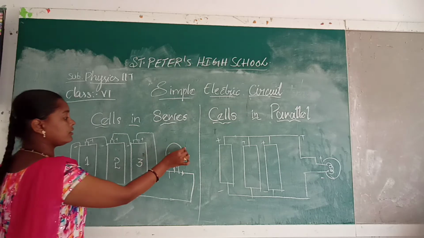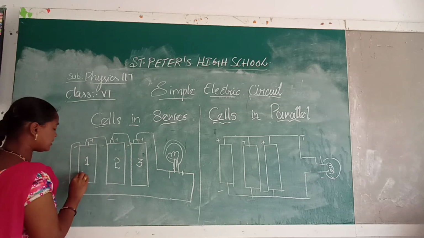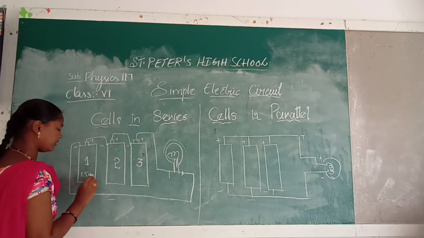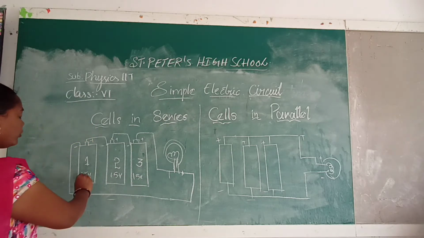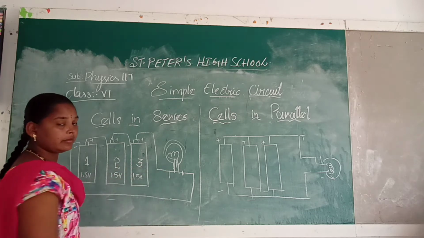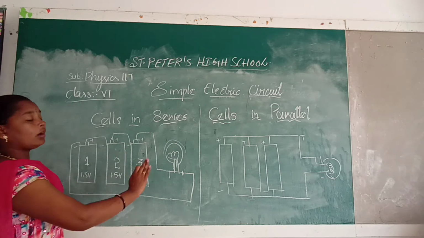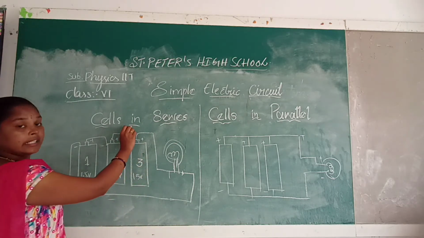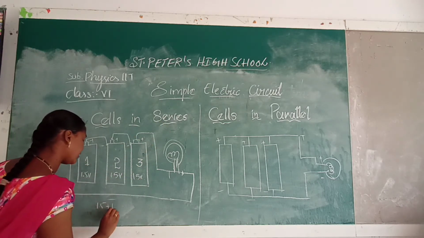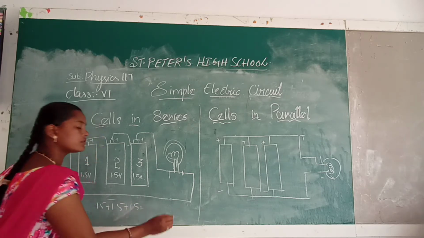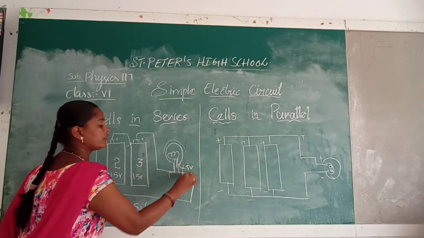As a result, the bulb starts glowing, and the EMF of each of these 3 cells is 1.5 volts. When the cells are connected in series, the EMF will be the sum of all the cells. The EMF in series will be the sum of all the cells. That means 1.5 plus 1.5 plus 1.5 is equal to 4.5. The EMF on this bulb is 4.5 volts.